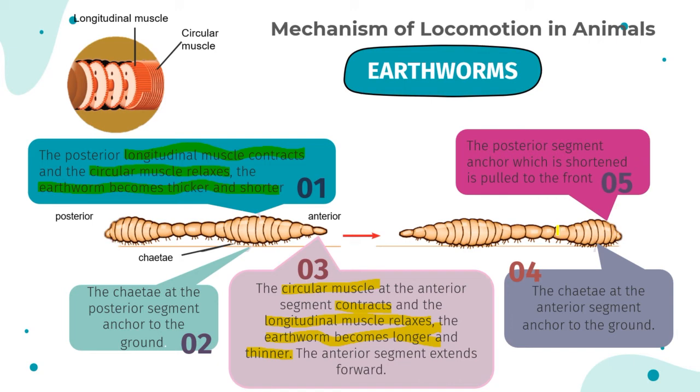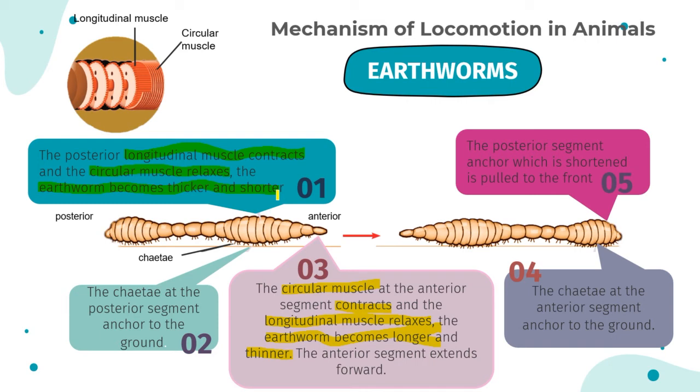When the earthworm moves, it involves two types of muscle, longitudinal muscle and circular muscle. This movement occurs in an antagonistic way. When the longitudinal muscle contracts, the circular muscle will relax at the same time. And then what happened to the earthworm? The part will become thicker and shorter. Just remember that.